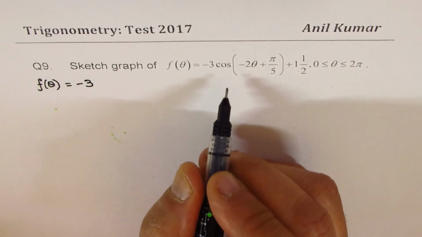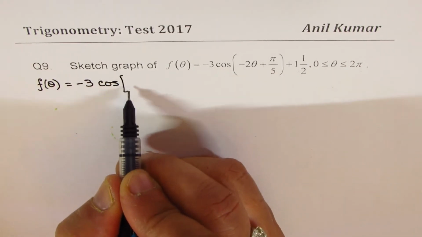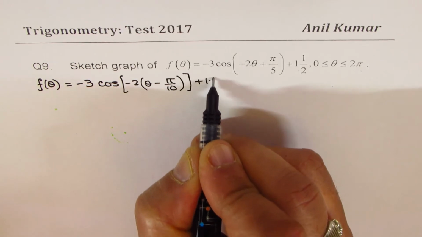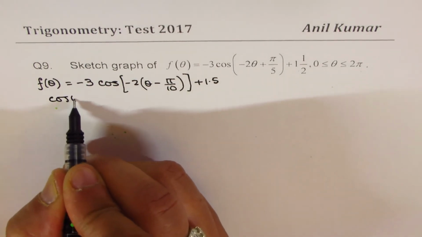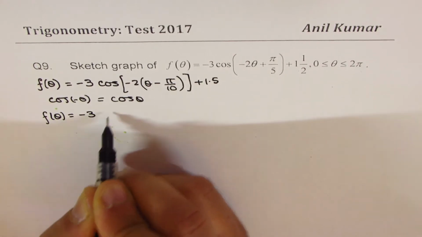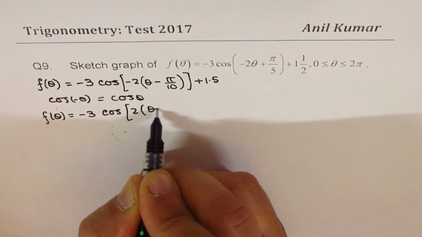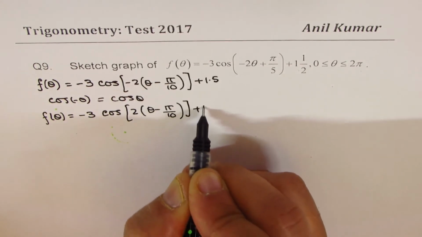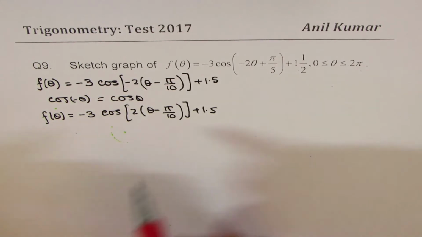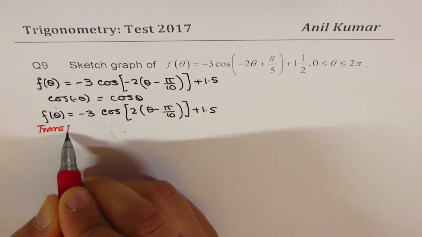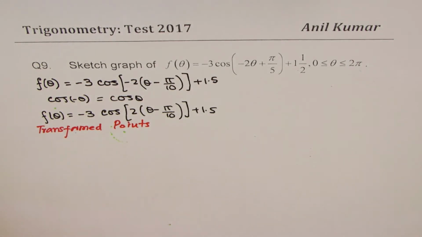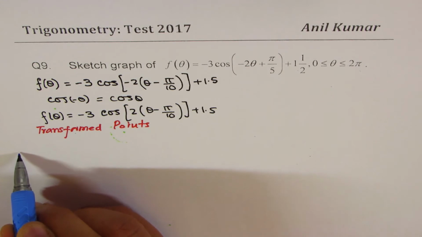First, let me rewrite this function in a very familiar way. We'll factor out minus 2 and then we get theta minus pi by 10, plus 1.5. And since we know that cos of minus theta is equal to cos of theta, I could now write this function as equal to minus 3 cos of 2 times theta minus pi by 10, plus 1.5. Now to sketch this function, I will apply two different methods. One is transformation of points. So we'll take up the key points, transform them, and then get the graph.